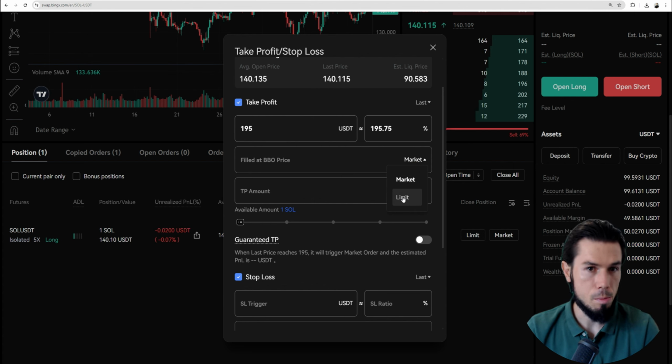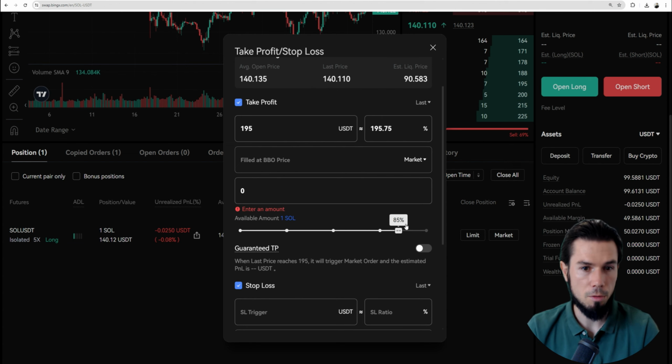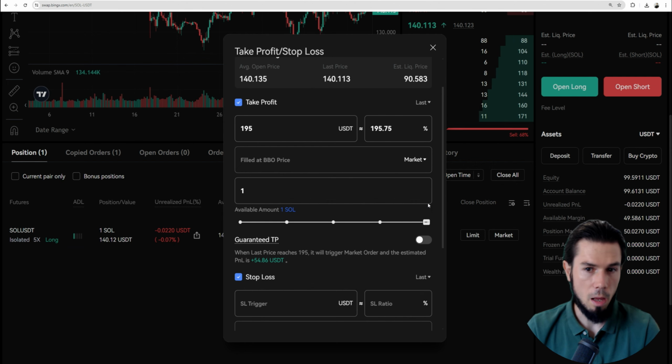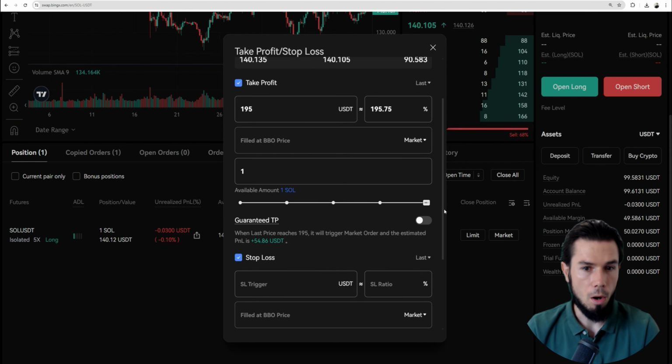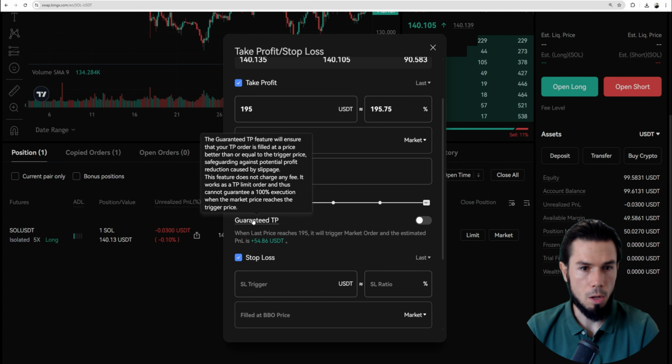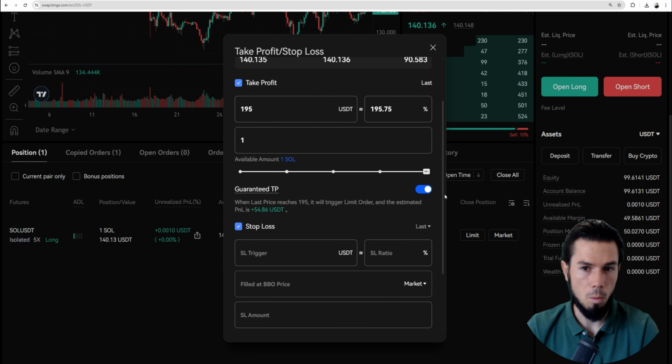Don't put it on a limit order because you're risking not to get filled, right? So always market order when you do a take profit, and then you put the amount of Solana, 1 Solana in this case scenario. We are pretty much exiting out with that. You can also turn on the guaranteed take profit and read a little more about it. This is going to offer you 100% execution, and you're fine with that.